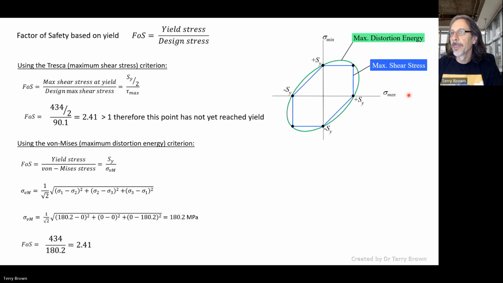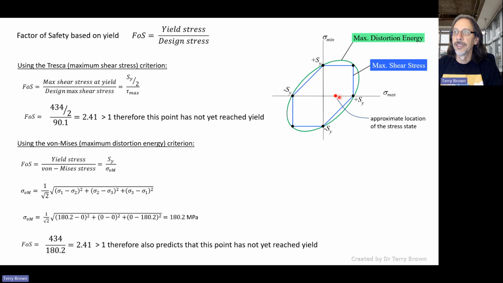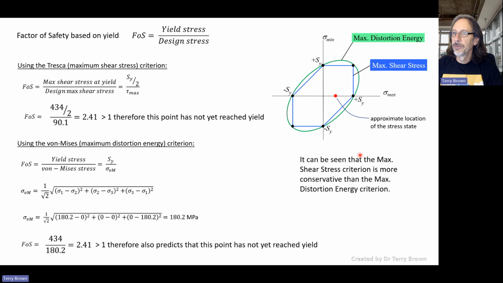So if we plot the principal stresses here on our graphical representation of the two criteria, it lands here. Stress minimum was 0. Stress maximum was whatever value it was, less than the yield stress, and it lands here. Again, the maximum shear stress is actually not more conservative. They're the same, because if we increase the loading, it would move out along here.